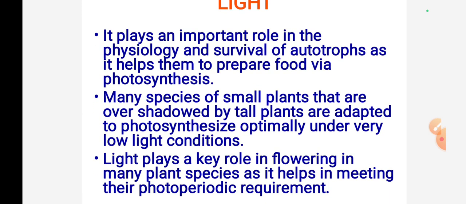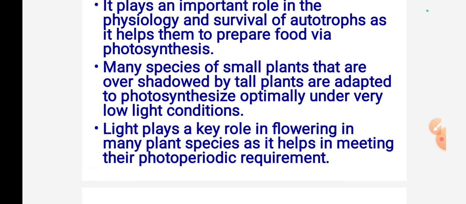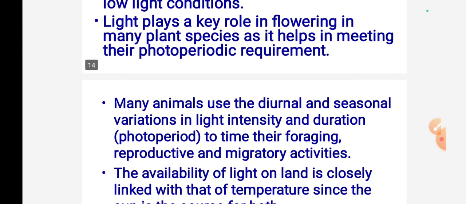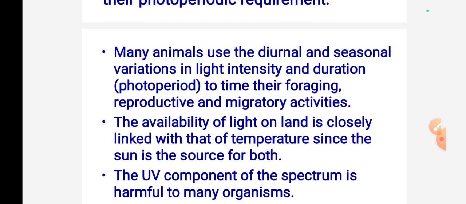Light plays an important role in the physiology and survival of autotrophs as it helps them to prepare food via photosynthesis. Many species of small plants that are overshadowed by tall plants are adapted to photosynthesize optimally under very low light conditions. Light plays a key role in flowering in many plant species as it helps in meeting their photoperiodic requirement. Many animals use the diurnal and seasonal variation in light intensity and duration, the photoperiod, to time their foraging, reproductive and migratory activities.